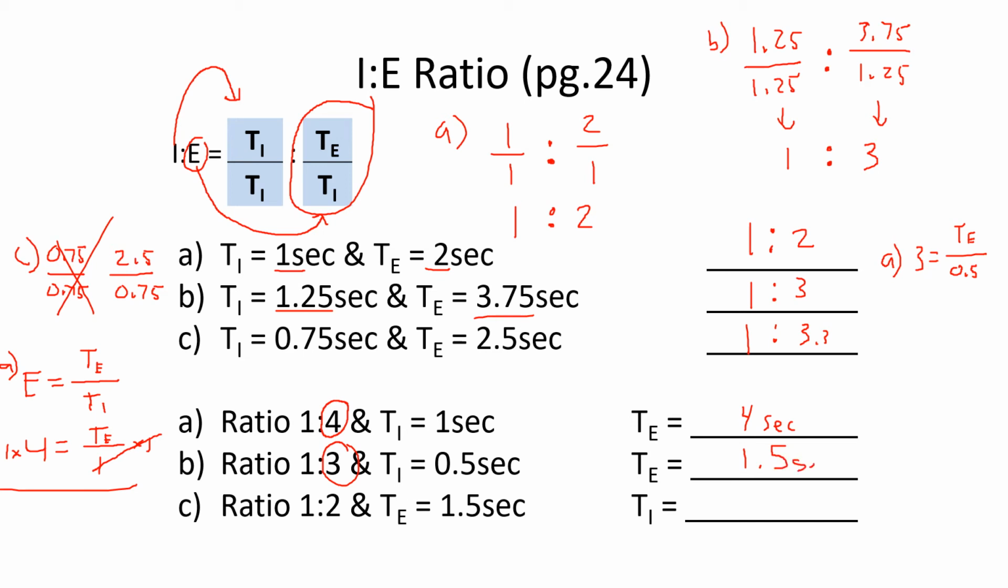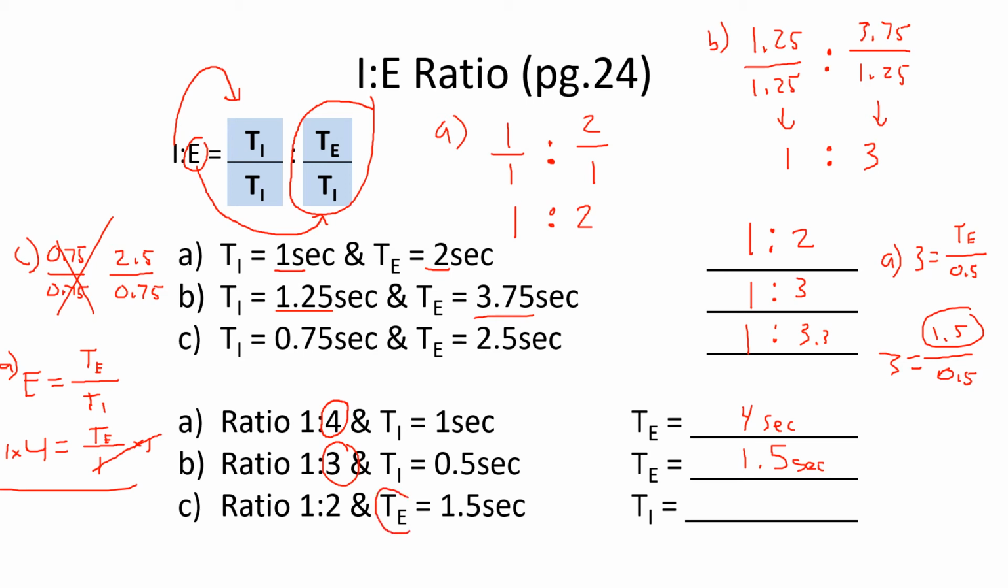1.5. Alright, so plug that in. 1.5 divided by 0.5. Does that equal 3? Right, that's what you're solving for. Better equal 3. And then if you're not sure, just plug it in. Alright? What's 1.5 divided by 0.5? Gives you 3.